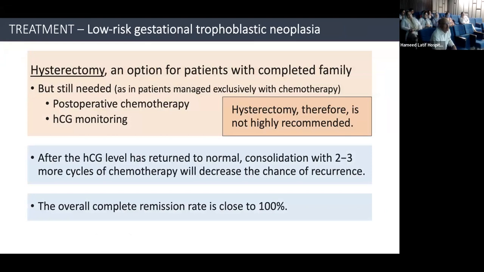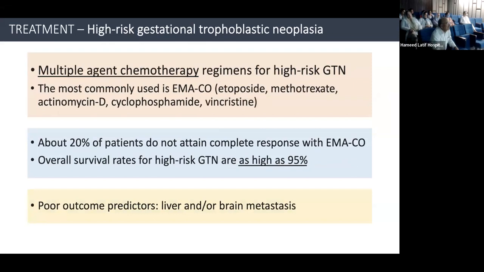Therefore hysterectomy is not a highly recommended procedure for this. After HCG level has returned to normal, consolidation with 2 to 3 more cycles of chemotherapy will decrease the chance of recurrence. So that is how it is to be done. Overall complete remission rate is close to 100%, which is very good in this.